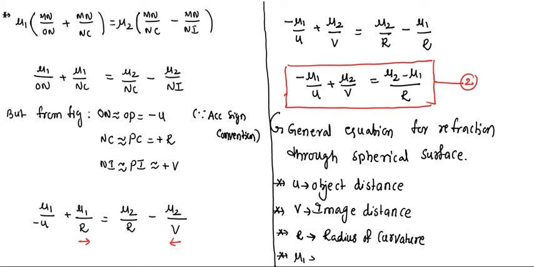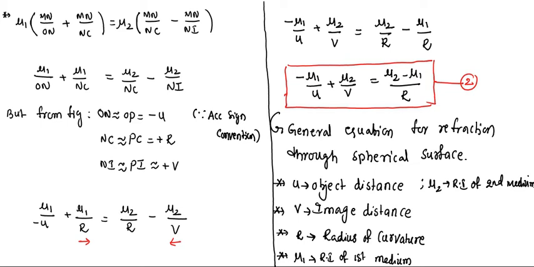Nu 1 is the refractive index of the first medium. And what is nu 2? Nu 2 is the refractive index of the second medium. Okay, right. And now this is the explanation. Are there any other terms in this?